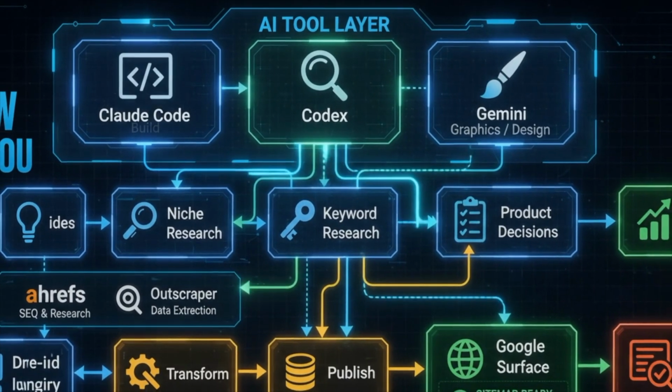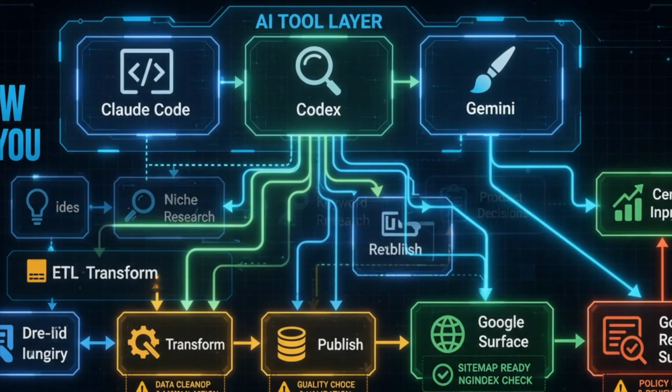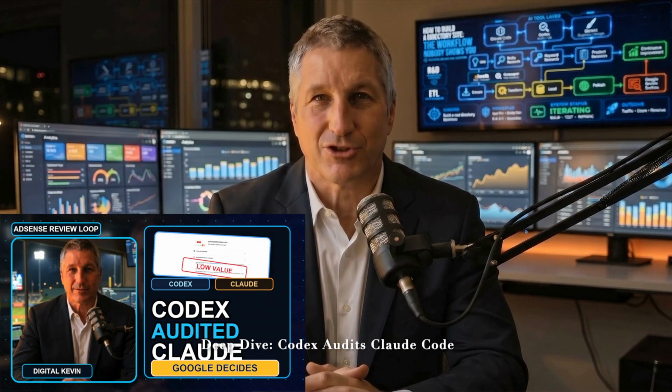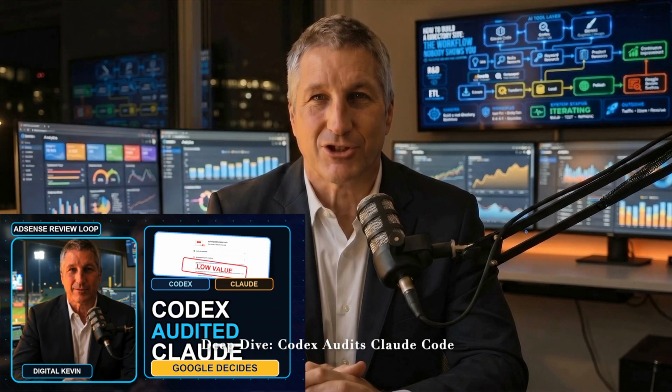The lesson is not that one AI wins. The lesson is that different AI tools can sit at different checkpoints in the workflow. Claude builds, Codex audits, Gemini helps package the story visually. Builder takeaway: use AI as a workflow layer. Do not make one tool build the site and grade its own homework. The last major checkpoint is Google.